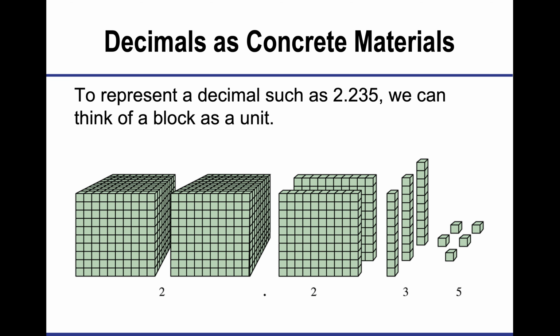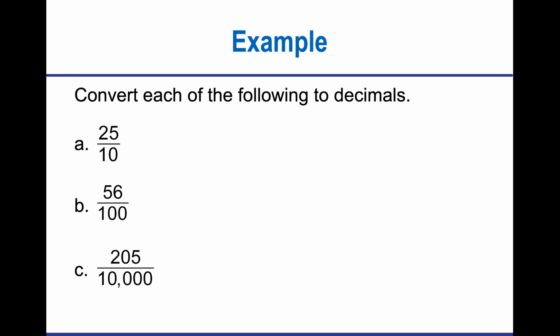So to represent a decimal such as 2.235, we can think of a block as a unit. So this is 1, this is 2, and then 0.235. And notice what's happening here is they get smaller and smaller as I get further out in the decimal, because there's a smaller and smaller place value for those small decimals.